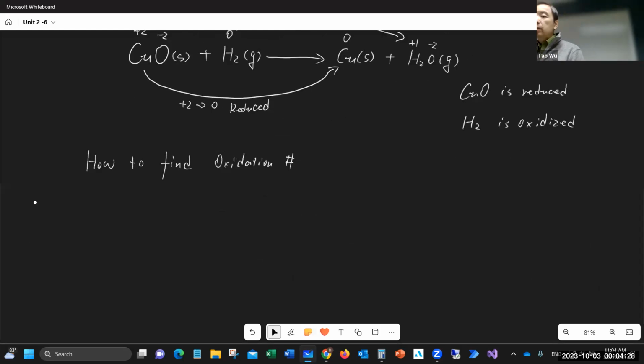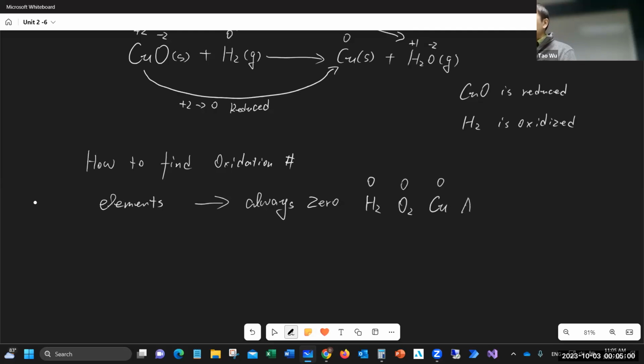So again, we talk about elements. They are always 0. It really doesn't matter what kind, like H2. The 0 means each of the hydrogen atoms is 0. Each hydrogen atom, not the sum, is 0. Everything is at 0. O2 is the same thing, everything is 0, and copper as an element is 0. Or gold, it's also 0. Doesn't matter what kind of element, as long as it is an element, it is 0.